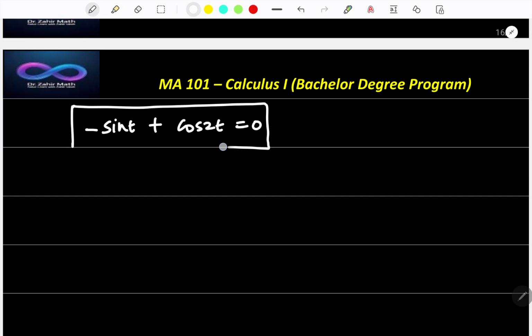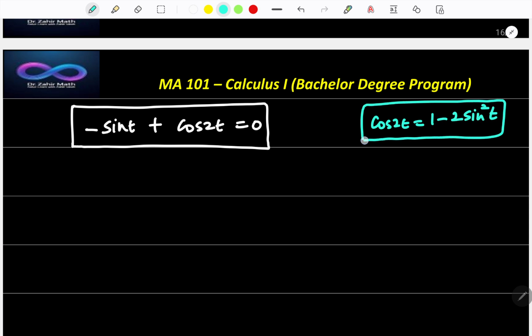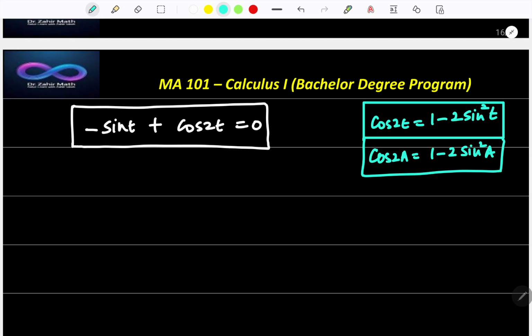You need to remember one formula in this step, otherwise you won't get the solution. The formula is cosine 2t is equal to 1 minus 2 sine square t. Teacher, I did not study this rule. You studied in module 3. Remember, cos 2a equals 1 minus 2 sine square a. The same formula. Okay, right. So this will be minus sine t, and your cosine 2t will be 1 minus 2 sine square t is equal to 0. Clear all of you? Right.